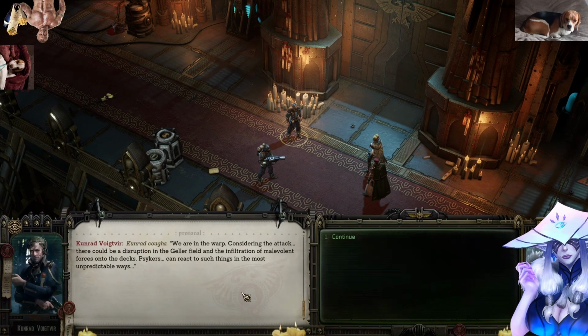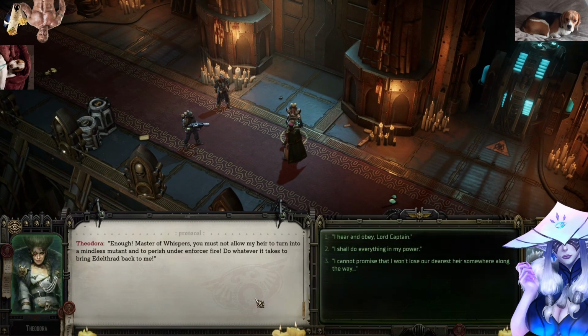We are in the warp. Considering the attack, there could be a disruption in the Geller field and the infiltration of malevolent forces onto the decks. Psychers can react to such things in the most unpredictable ways. Enough! Master of Whispers, you must not allow my heir to turn into a mindless mutant and to perish under Enforcer fire. Do whatever it takes to bring Edelthrad back to me. I shall do everything in my power.